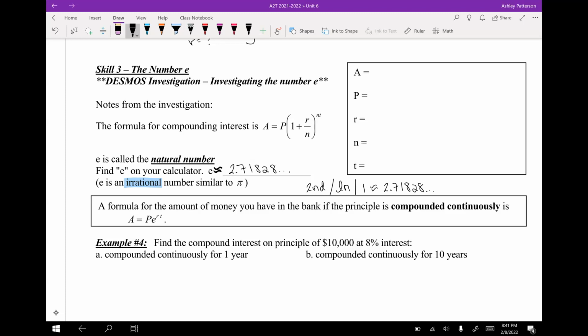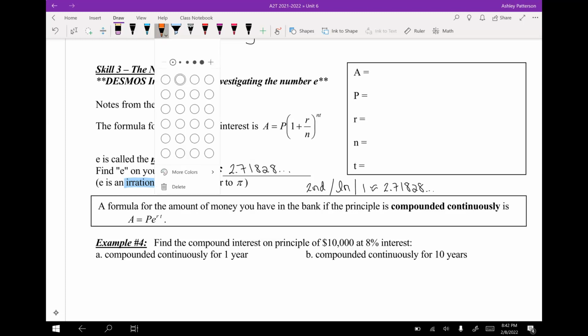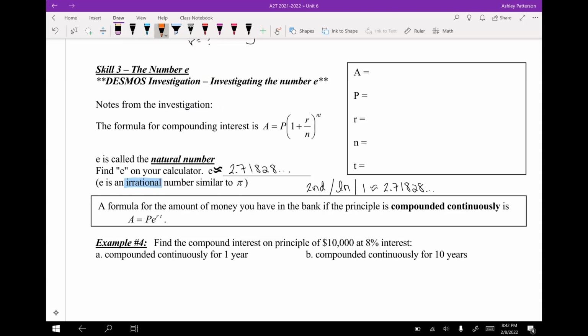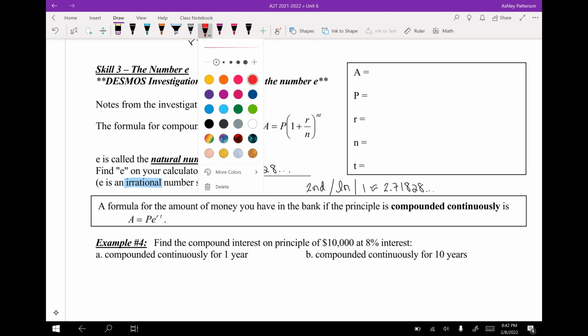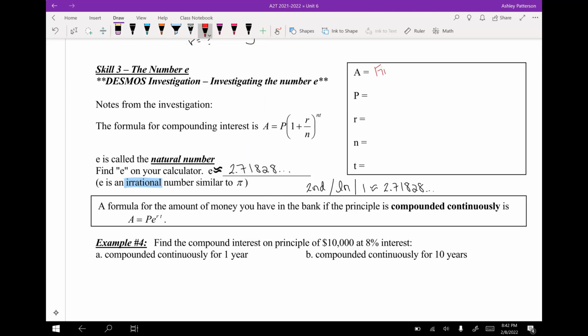And so E is what we found using that formula for compounding interest when we were changing the value of some of the variables. What are those variables? Well, the first one, A, represents our final amount. P represents the initial amount. What did we start with? How much money did we start with for the given problem? What did we invest? R represents the rate.